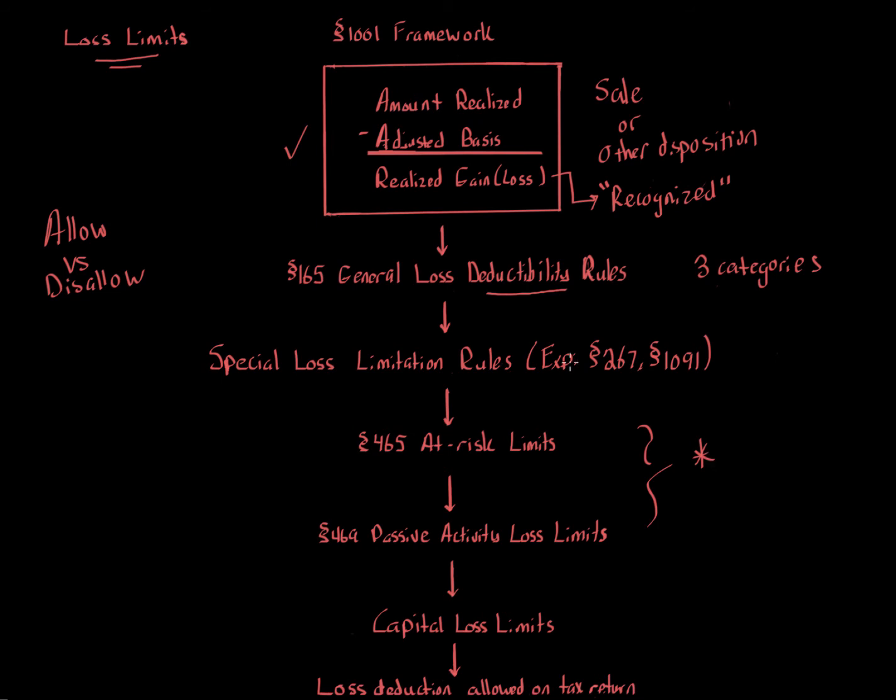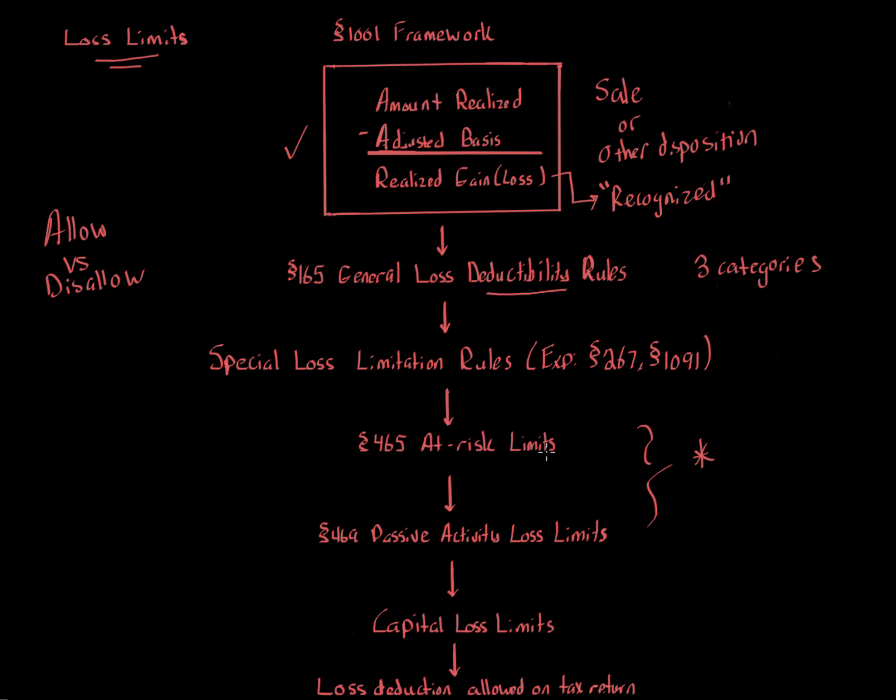So Section 465 is the first hurdle you have to go through, the at-risk limits. And by the way, when you're going through these hurdles, if you are stopped by any hurdle, you must stop. You don't go on. The idea is that you keep going until you get down to the end, which is the loss deduction allowed on the tax return. So here, the first of these tax shelter anti-abuse rules is the at-risk limits.